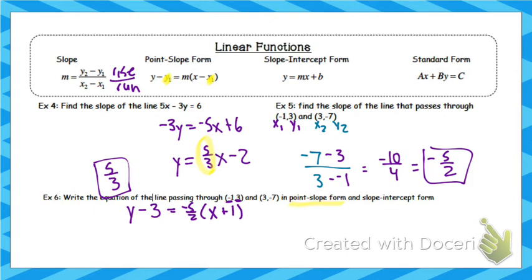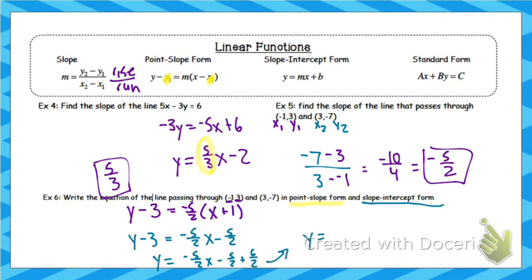At this point then, it says to write it in slope-intercept form. So what I'm going to do is solve for y. So I'm going to go ahead and distribute. I'm going to add 3. And I'm going to rewrite that to make that fraction easier to add. And I get my answer in slope-intercept form. So point slope and slope-intercept form, again, one's a little bit easier to use depending on the problem that you have.